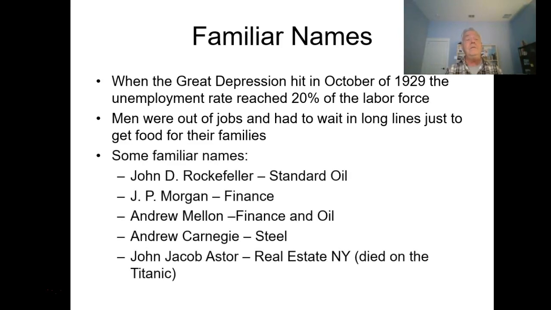Some of the familiar names of people who, however, while this was going on, did very well. John D. Rockefeller built and bought Standard Oil. J.P. Morgan, which is an investment banking firm today, was strong in finance. Andrew Mellon Bank in New York was strong in finance and oil. Andrew Carnegie from Scotland was a big deal in steel. And John Jacob Astor was big in real estate in New York.